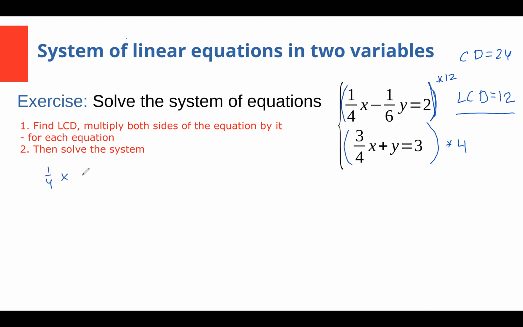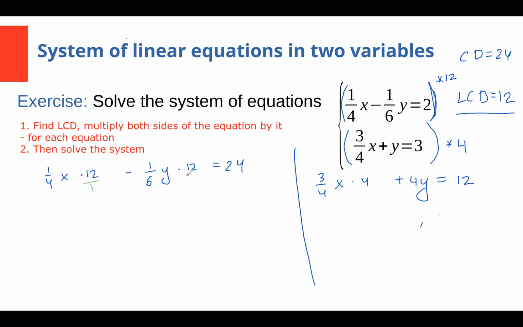1 over 4x times 12 minus 1 over 6y times 12 equals 2 times 12. What is it? 2 times 12, 24, right? Now I'll be doing this one separately. 3 over 4x times 4 plus y times 4, 4y equals 3 times 4, 12, right? Now, in the first one, don't forget that any whole number can be rewritten as a fraction, and then we will do some cancellations. I cancel 4 from here, get 1. Cancel 4 from here, get 3. So I end up with 1x times 3, which will be 3x, right?